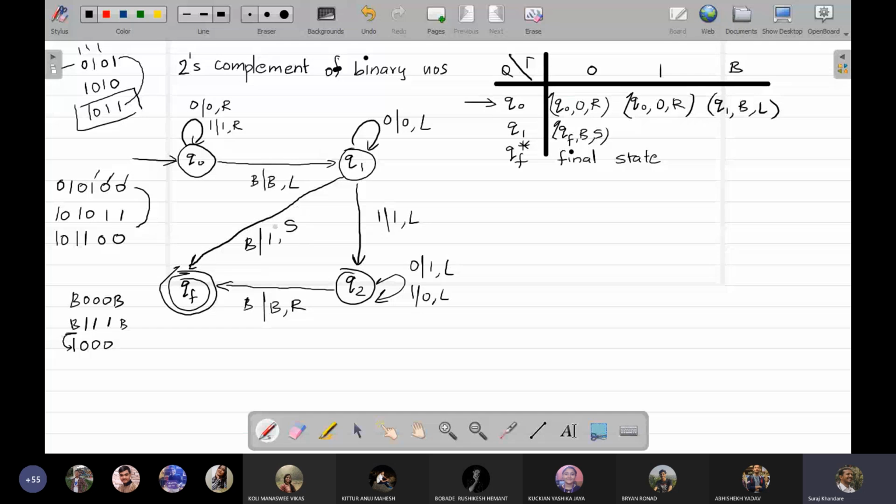So this two's complement of a binary number is quite important for you to understand. All the cases we need to consider, then only you can solve this particular problem, which can be asked for 5 marks.